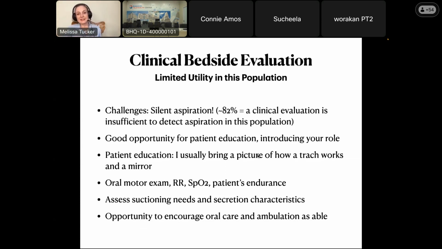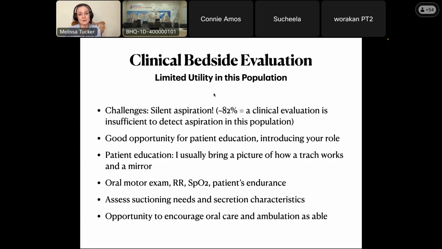The clinical bedside evaluation has some utility in this population, but it's different than other groups. Again, that statistic about 4 out of 5 patients who aspirate with the tracheostomy do so silently means that bedside PO trials alone are insufficient to detect aspiration in this population. The clinical bedside evaluation does have advantages, though, for this group.